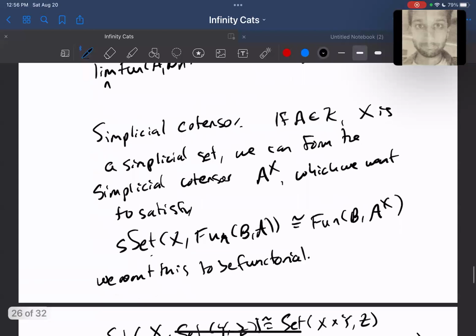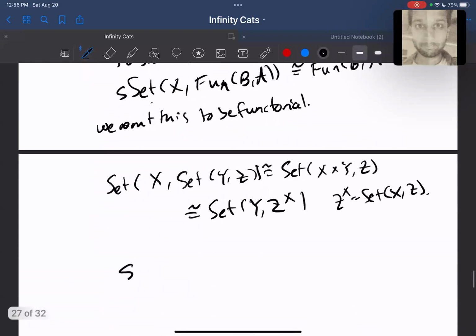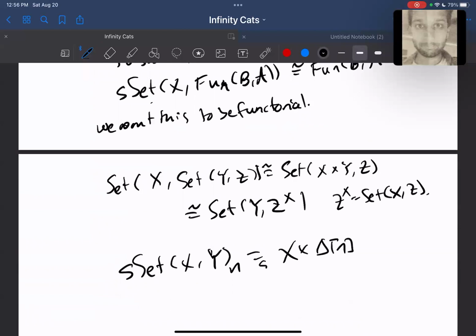Set here means the self-enriched simplicial set map. Okay. So Set(X, Y) has n-faces as X times delta n to Y. Yeah, that makes sense. So that this is the set enriched one. But usually I want to draw the underlying. We're just going to mean the enriched one.